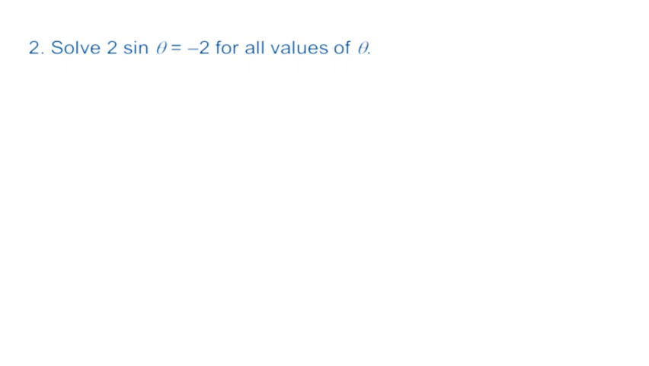Okay, so here's another example of one with all values of theta. Go ahead and press pause and see if you can figure it out, and then come back and I will go through it with you. So for this one, sine of theta is already all by itself, so we'll just divide both sides by 2. So I have the sine of theta is equal to -1. And then we just have to look at our unit circle and say, where's the sine of theta equal to -1? Well, that happens down at 270 degrees. And because I want all values of theta, we'd add plus 360k.